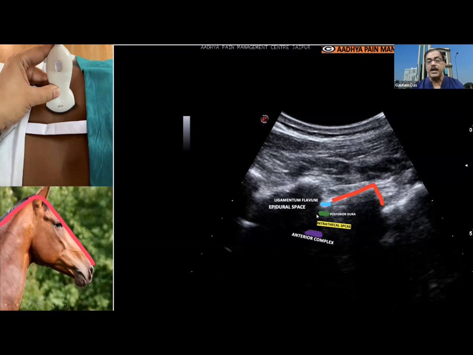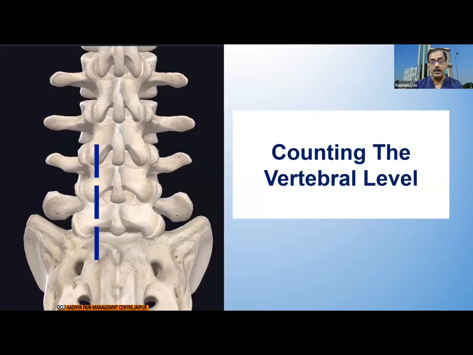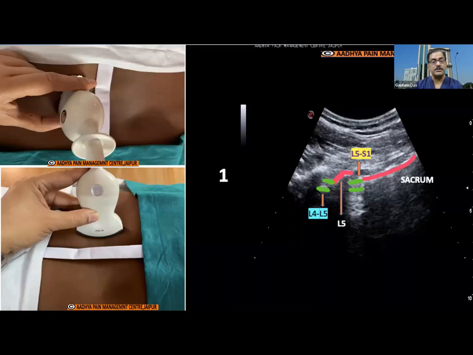Then we'll see the anechoic or hypoechoic intrathecal space, and then we'll be able to see the anterior complex. What will be in the anterior complex? There will be the dura, the posterior longitudinal ligament, and the vertebral body. The vertebral body will obviously show brightly hyperechoic structures. So we'll be showing these structures as well, though I'll be quickly going through those things, focusing more on the advanced level topics.